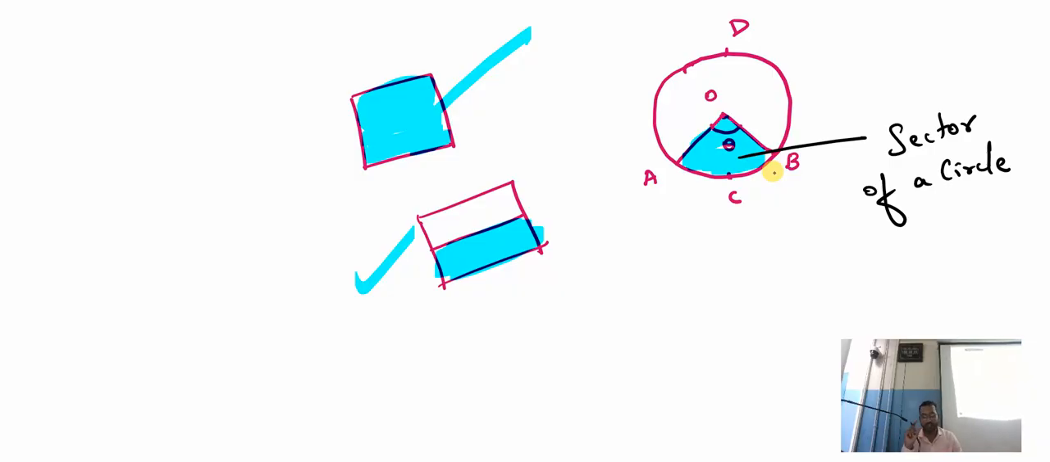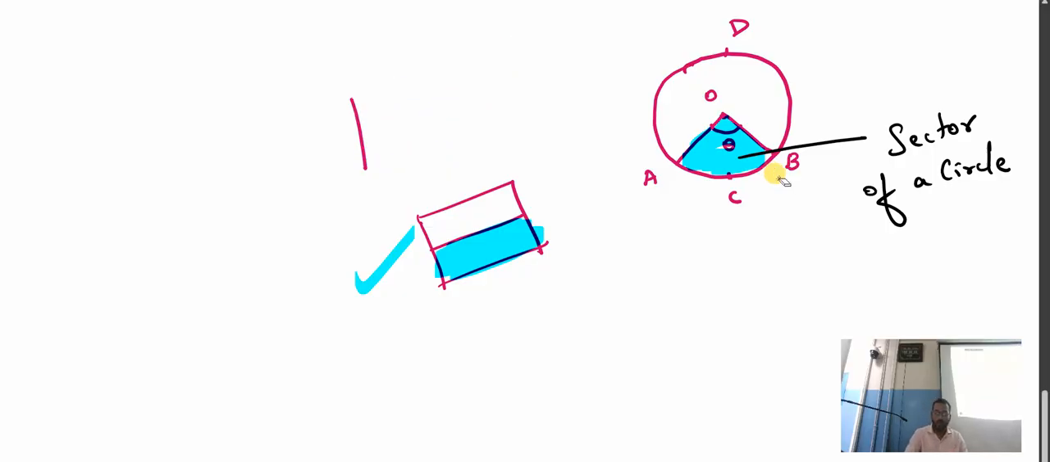Sector of a circle is nothing but, inside the circle, we have a small part, a small region, and that is called the sector of a circle. Okay? Clear? Yeah. One more important thing, children.